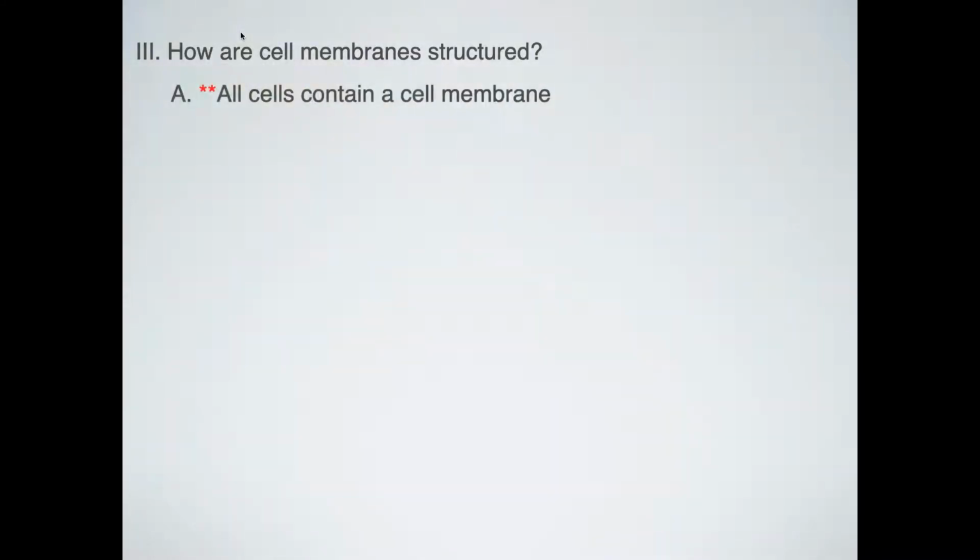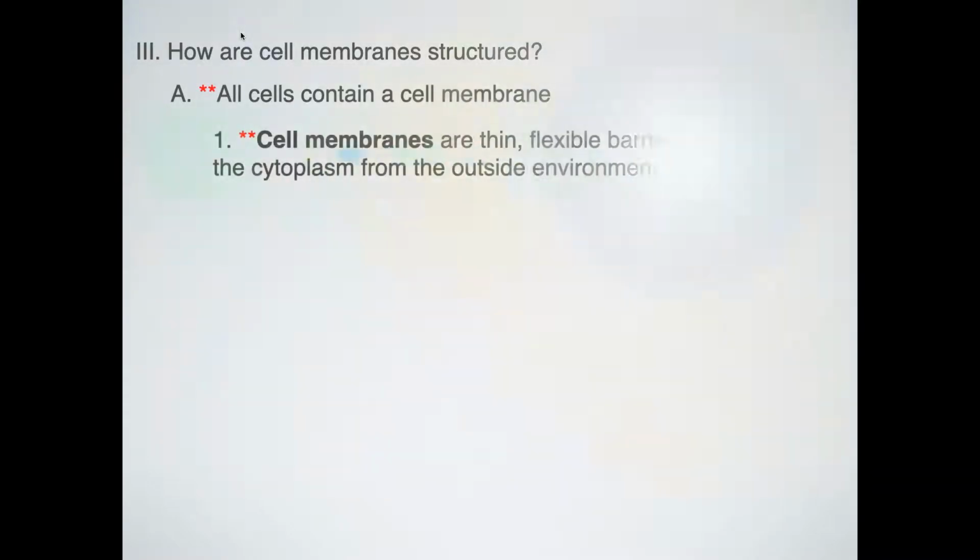Today we're going to be talking about how cell membranes are structured. So first thing you need to know, all cells contain a cell membrane. And cell membranes are simply barriers or dividers between the outside environment and the inside of the cell. So in order for a cell to exist, there needs to be a cell membrane that is going to separate the stuff that is inside the cell from the stuff that is outside of the cell.